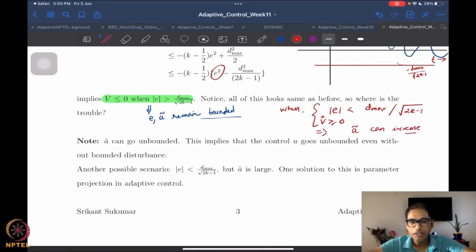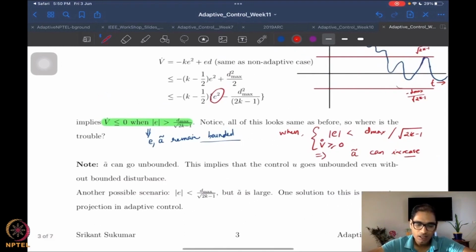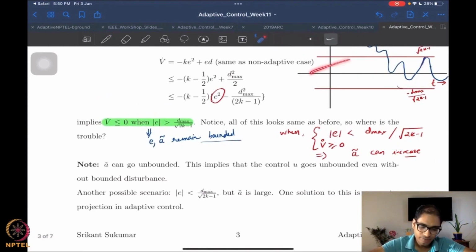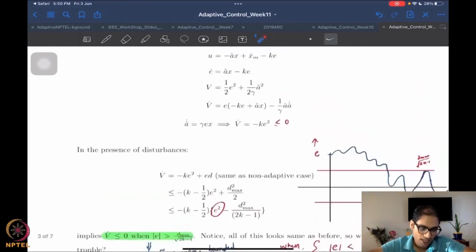And there is nothing stopping it. Nothing, absolutely nothing stopping it, because E is bounded here. And as long as E is bounded here, V dot is non-negative. And if V dot is non-negative, V can increase, which means A tilde can increase. Nothing stopping it. Never does it have to become negative definite. Because why? Why did all this happen?